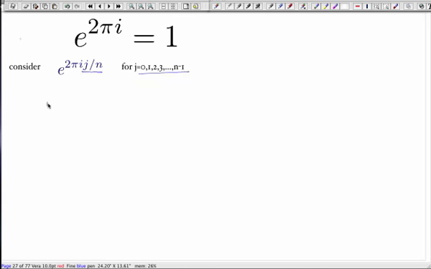The first point I want to make is what happens when you raise it to the nth power. Essentially this becomes e to the 2 pi i over n times j, to the nth. And of course, then you can move this n inside.